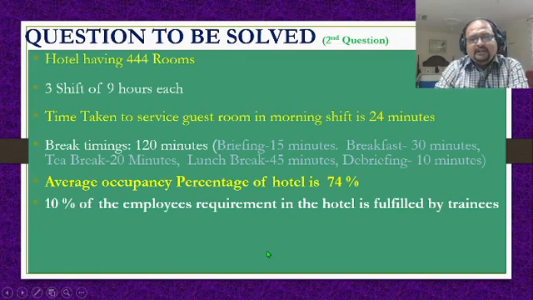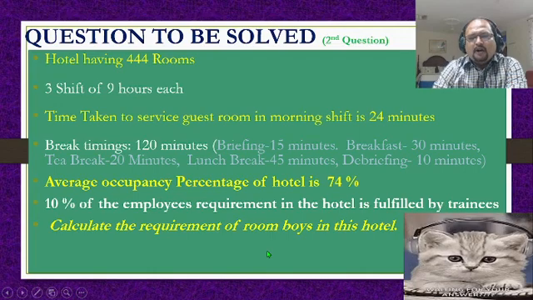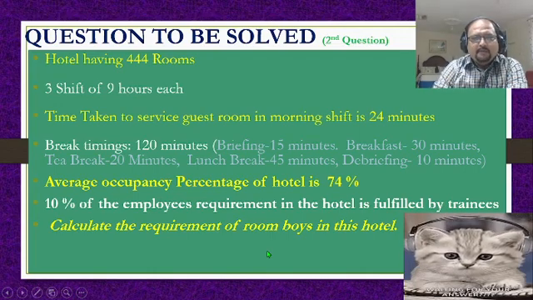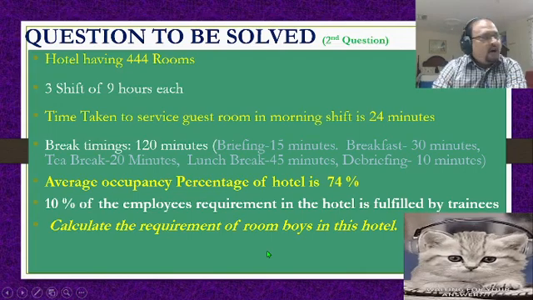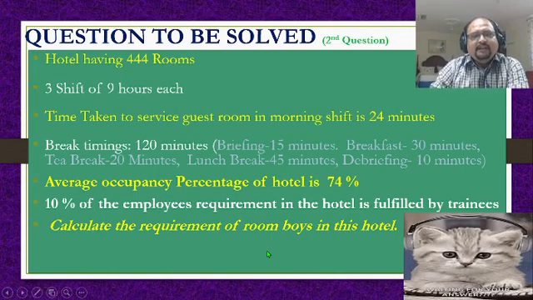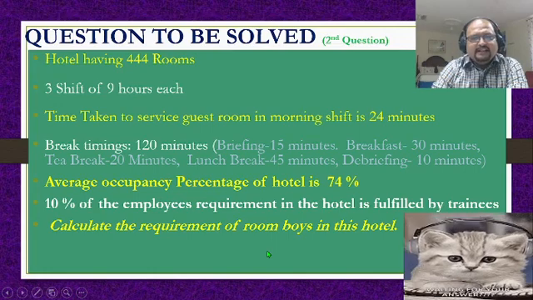And that is the reason I am telling you, once you understand how to calculate, you need not worry. Any situation you can apply, the numbers will vary but the process will remain the same. And here again they are asking us to calculate the requirement of room boys in this particular hotel. So now let us see how to solve this problem. This question can be solved in 2 different ways. So let us see one way first and then the second one.